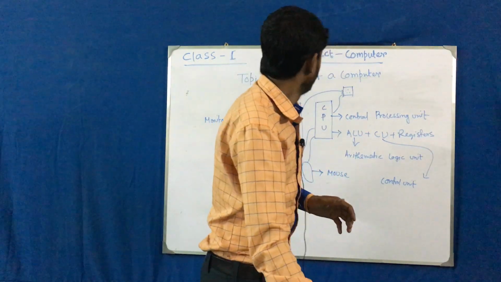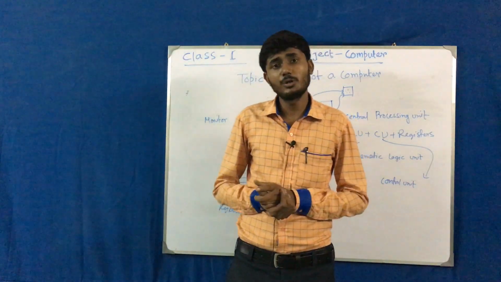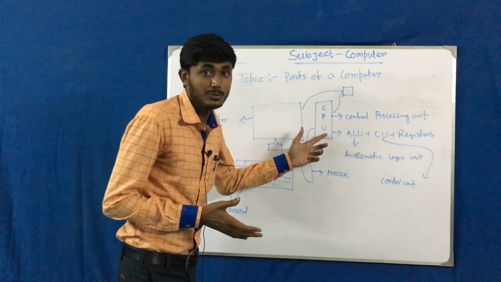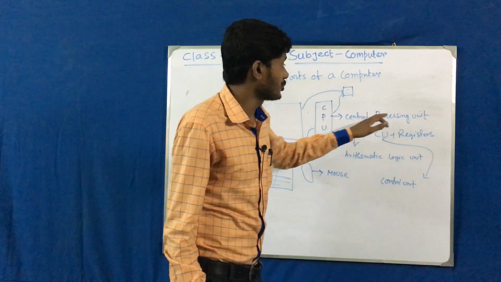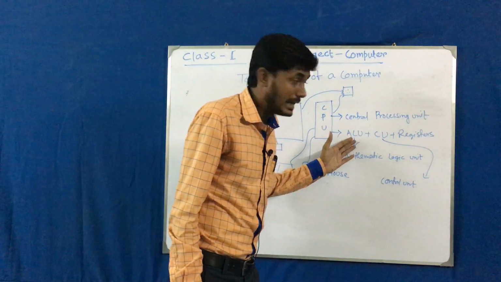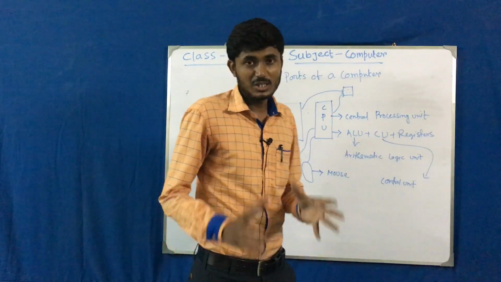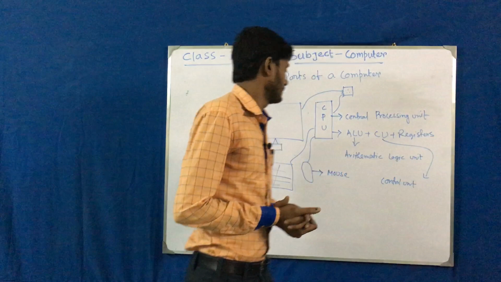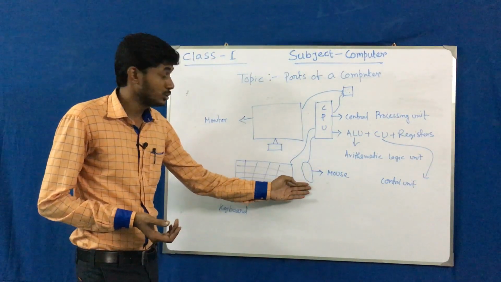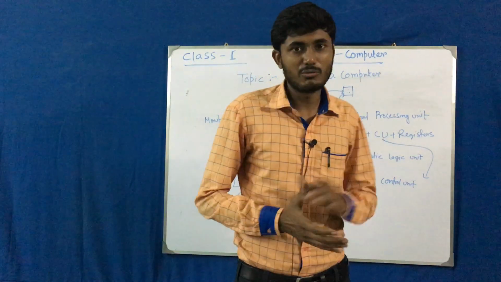So the topic is parts of a computer. What are the basic parts of a computer? The first one is monitor. Second one is CPU. CPU refers to central processing unit. CPU consists of three things: ALU, arithmetic logic unit, CU, control unit, and the last one is register. Registers can store the data. And then the next part is mouse, and the next part is keyboard. Clear? These are the basic parts of a computer.